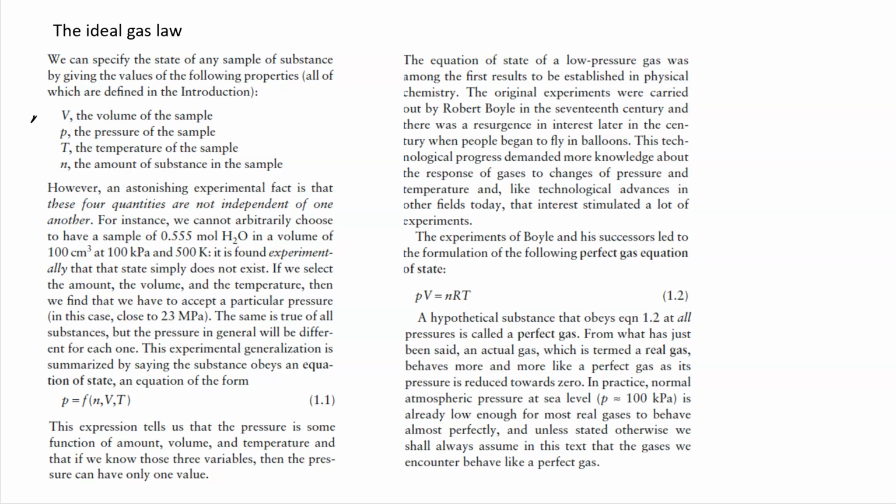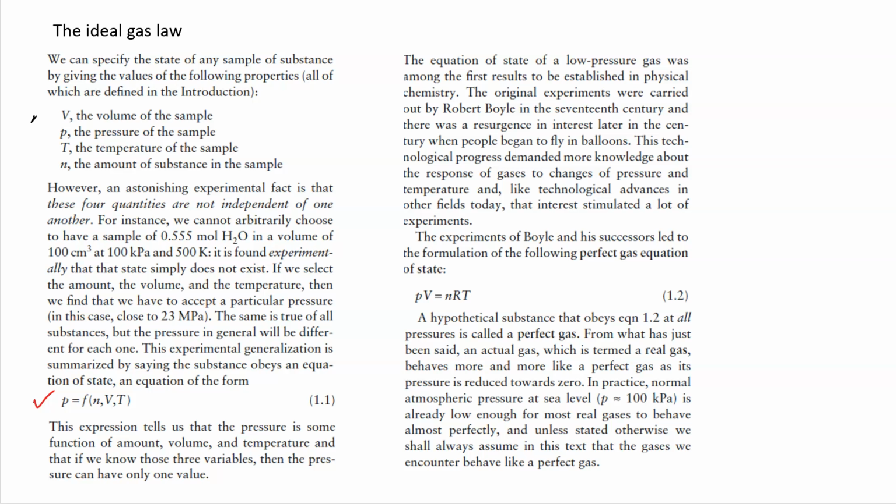So the experimental generalization of this is as follows. Here, let me change the color up here real fast. There we go. That means that pressure is equal to some function, which includes the molar quantity, the volume, and the temperature. And this expression tells us that the pressure is some function of the amount, volume, and temperature. And if we know these three variables and we know the rest of the function, the pressure can only have a single value.